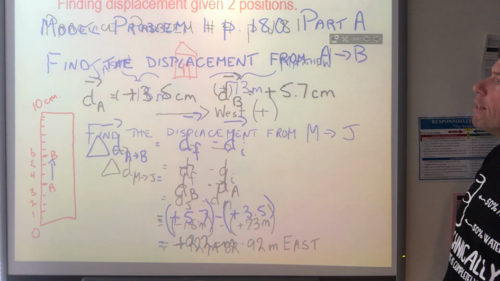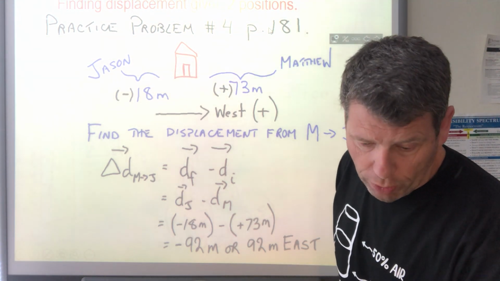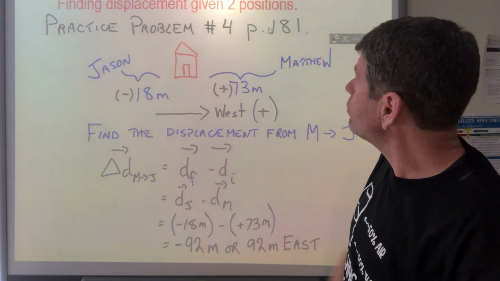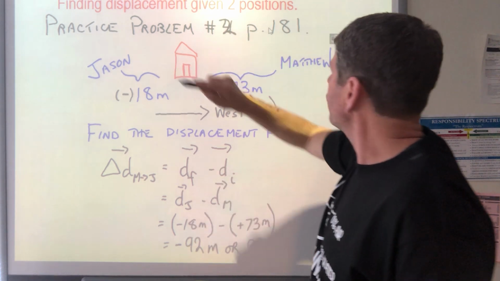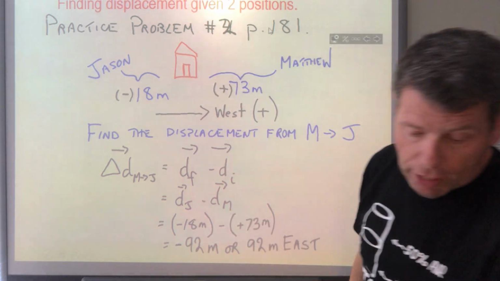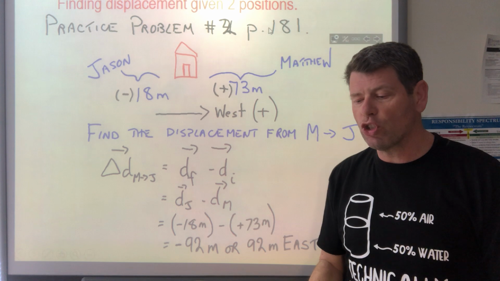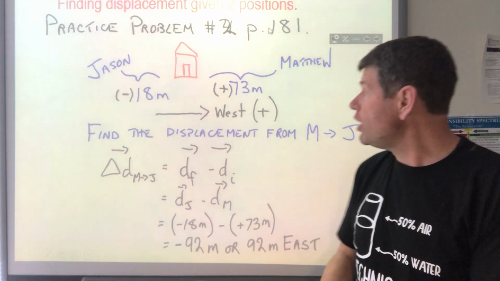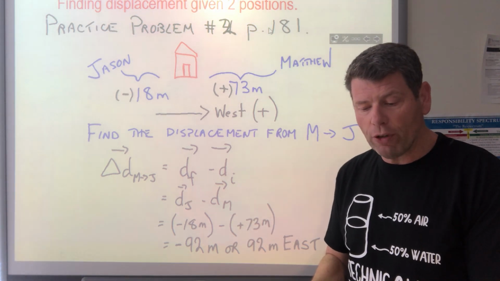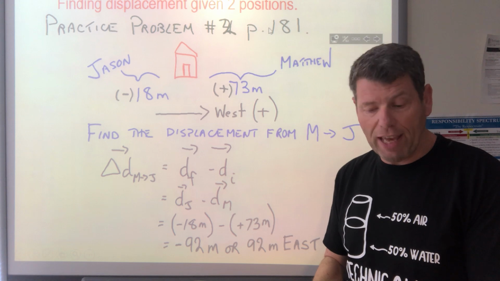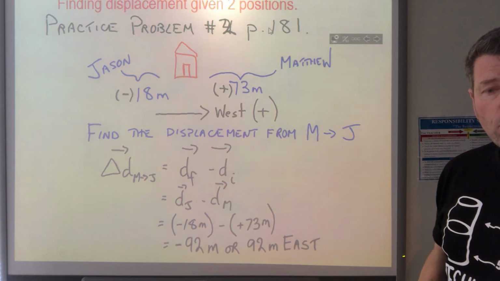This time, guys, I've taken a problem from your assignment, since I've been nice enough to do one of the questions for you. It's practice problem number 2, not number 4, on page 181. Now the question would read like this. It would say, Matthew is standing at a position described by position M, and it's equal to positive 73 meters. Now Jason is standing at a position of negative 18 meters. What is the displacement from Matthew to Jason?